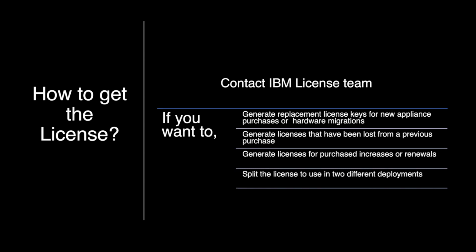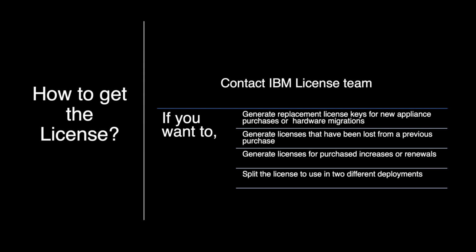Now, the obvious question is how to purchase an IBM QRadar license. To purchase a license key, you will need to contact the IBM license team. In what scenarios will you need to contact the IBM license team? When you want to generate a replacement license key for a newly purchased appliance or hardware migration. If you want to generate a license key that has been lost from a previous purchase. Or in case you want to generate licenses for purchases or renewals.